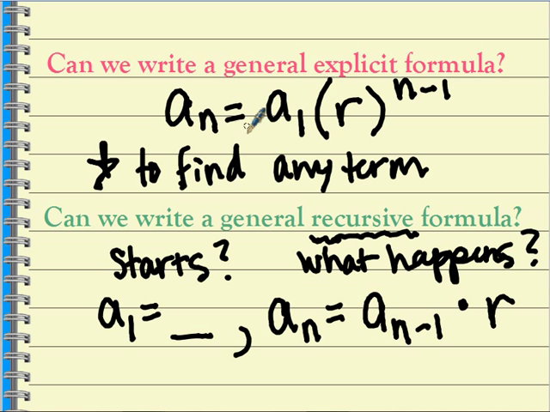Before we leave this screen, I want to bring your attention back to our general explicit formula for just a second. Does this format look a little bit familiar? Maybe like an exponential function? A geometric sequence is simply an exponential function in disguise. So when you're writing an explicit formula for a geometric sequence, think exponential function.